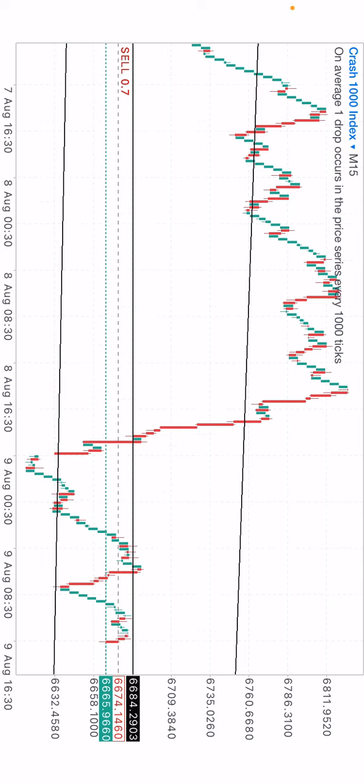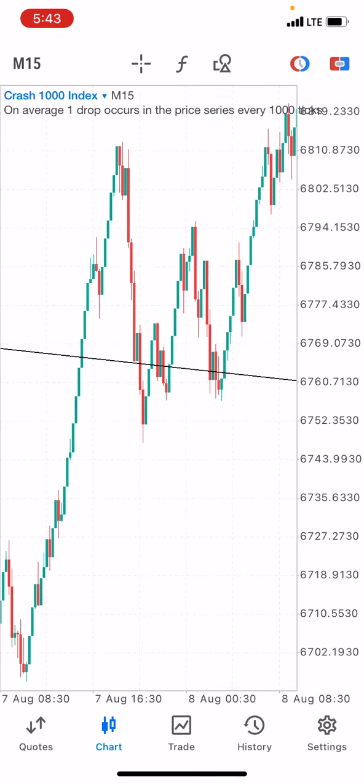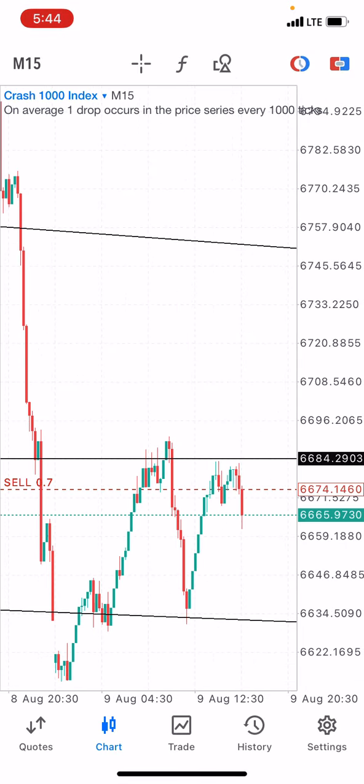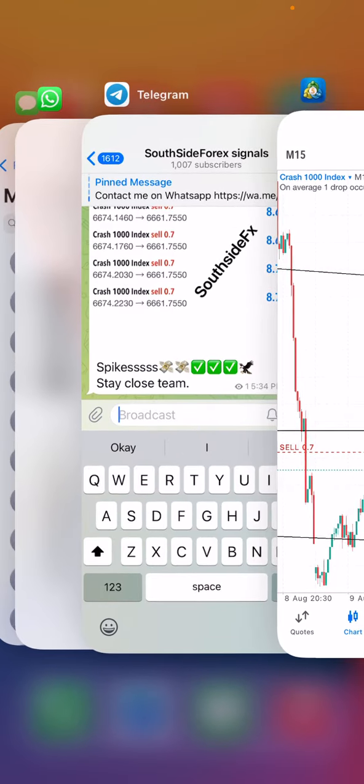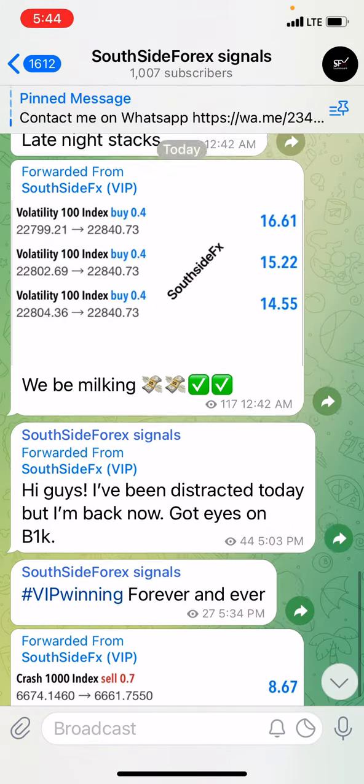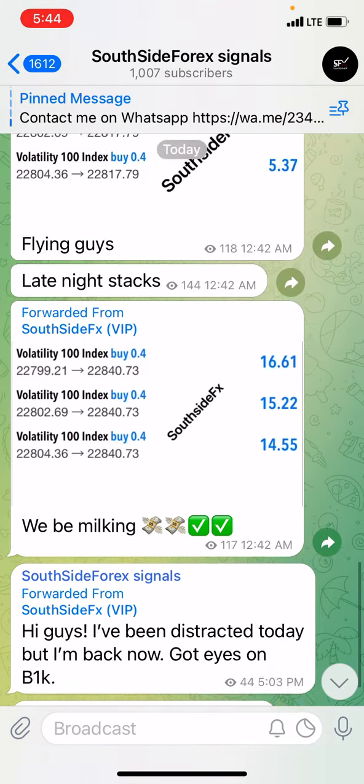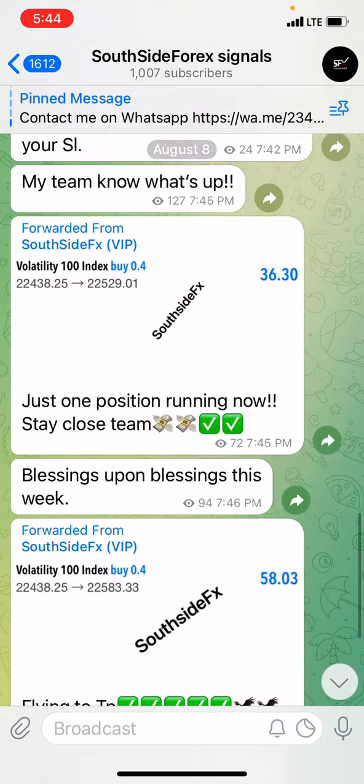All right, this is how we kill the market. We make a lot of profit every day. Let me show you guys what the group looks like. This is that trade right now. We are currently running on that trade right now. This is what the group looks like.